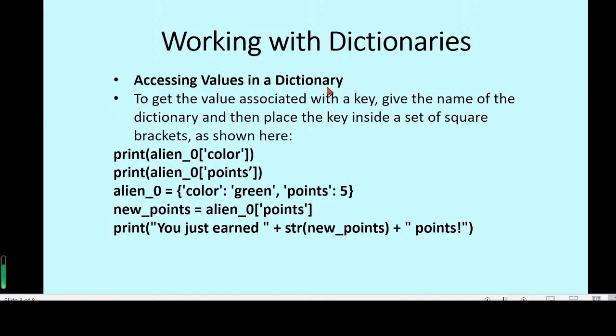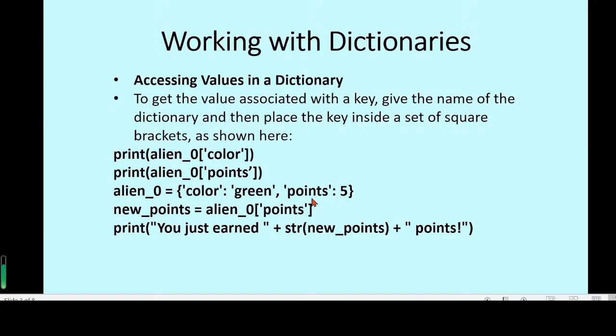Accessing values in a dictionary. To get the value associated with a key, give the name of the dictionary and then place the key inside a set of square brackets as shown here. So we can access the value of the key color. This will print out the value of color. And similarly, this will print out the value of points in this dictionary.